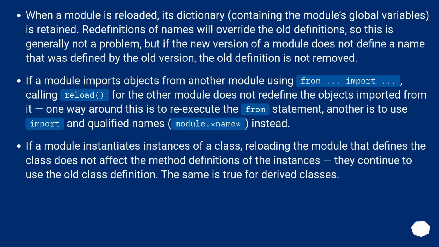If a module instantiates instances of a class, reloading the module that defines the class does not affect the method definitions of the instances. They continue to use the old class definition. The same is true for derived classes.